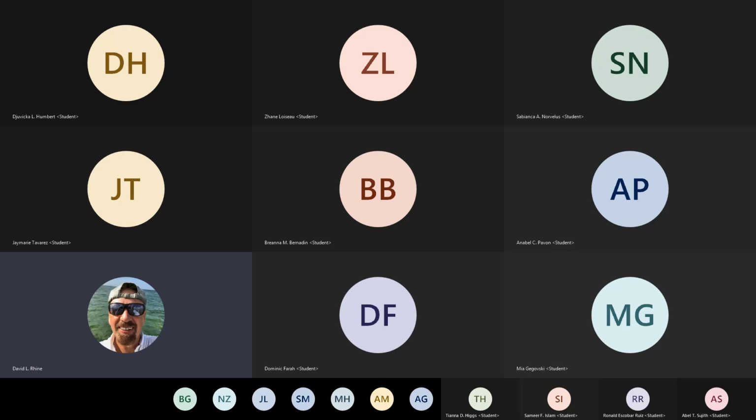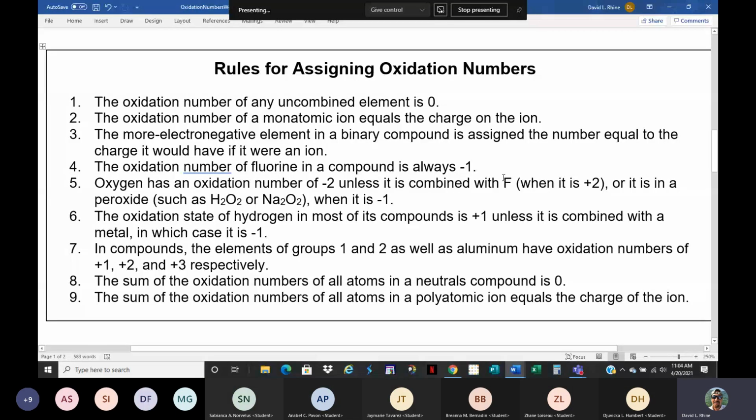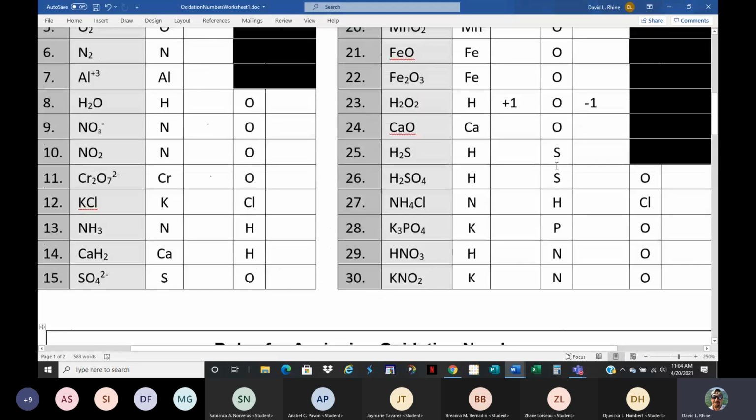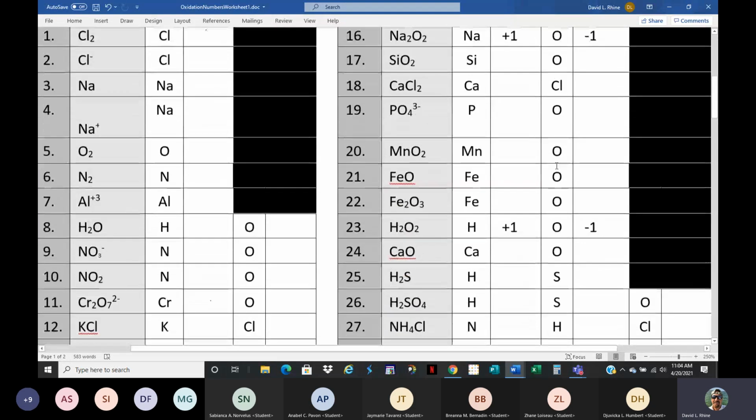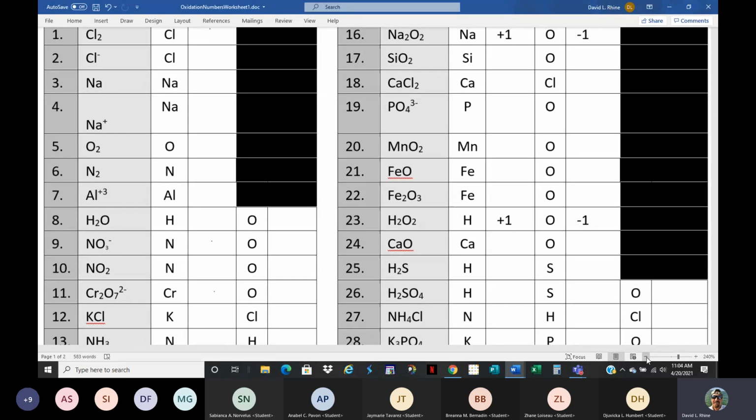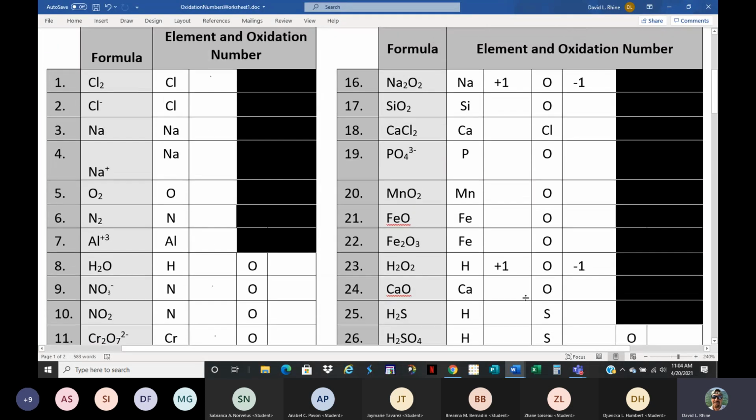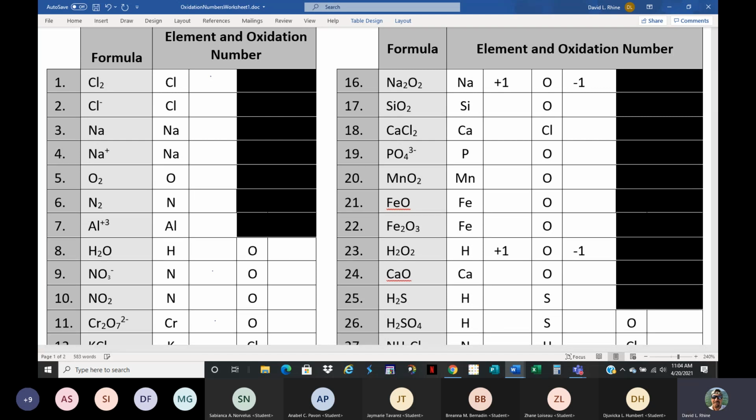I'm starting to record and I'm starting to share. So you should see there's the rules. All right, let's make this just a little smaller. There we go. All right, so what we're going to do is fill in these blanks here. Can you also project what you're doing on the computer so I can see it? Just grab my laptop. Yeah, that'll be fine.